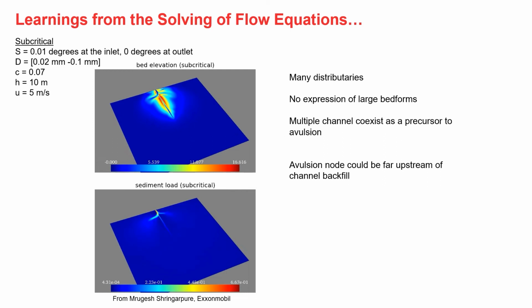The EM strata depth-averaged model hasn't been designed to handle flow transformation. This model run on very low slopes with very fine grains might just be representative of the channelized portion of low gradient distributive systems. Indeed, it shows many distributaries, some branches being active at the same time. There is no expression of large bed forms. The main flow is subcritical, which means the main channel could backfill long distances with sand before abandonment.